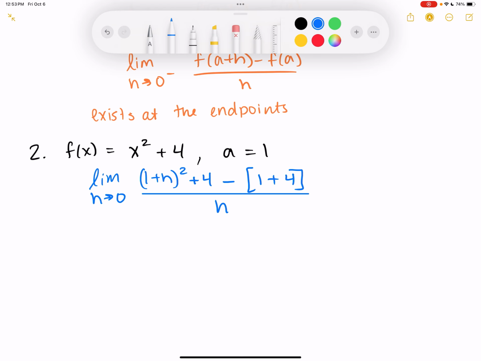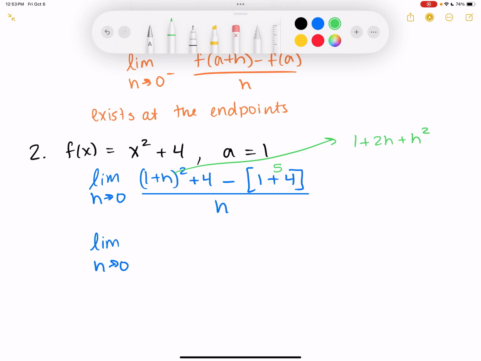So this is the limit as h approaches 0, and actually I'm going to do this 1 plus h over here to the side. So 1 plus h squared is what? 1 plus 2h plus h squared. Yep. And then this 1 plus 4 is 5, and then it's being subtracted.